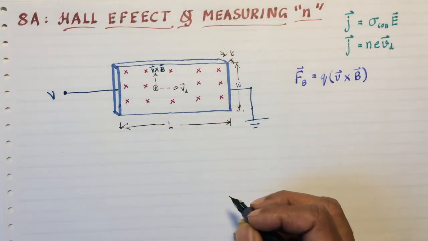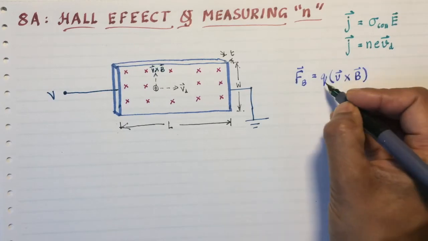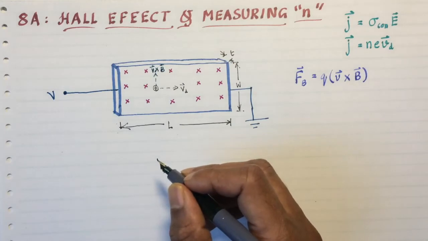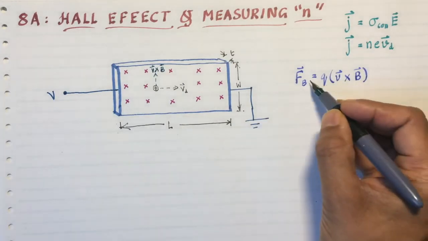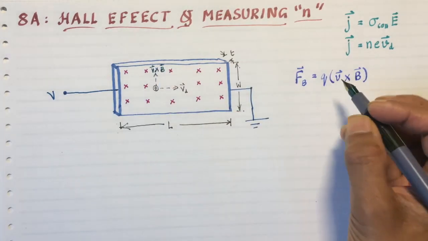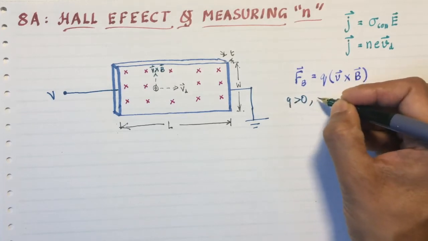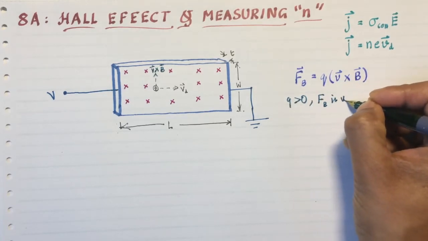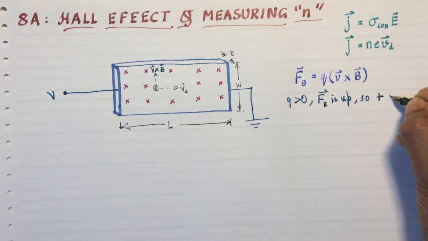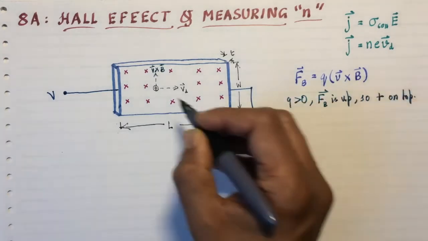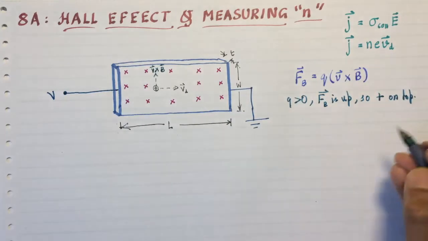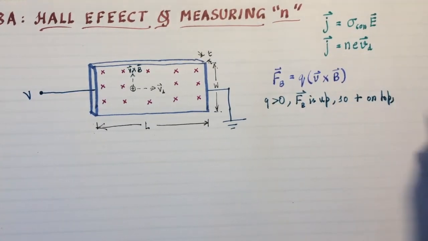Now that's interesting. It means that if the charges are positive, then positive charges are going to accumulate up there, because the magnetic force will also be up if Q is positive. So let's write this. If Q is bigger than 0, Fb is up. So plus on top. Well, this metal conductor in real time is neutral. So if plus ends up on top, minus ends up below. So I'll write that too.